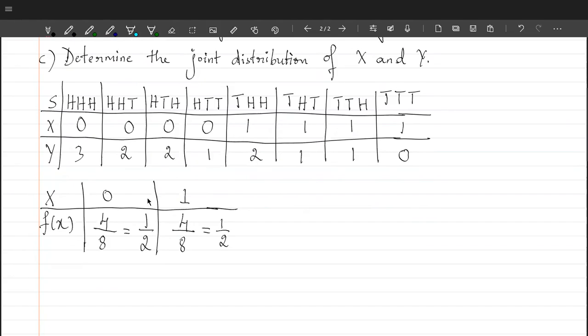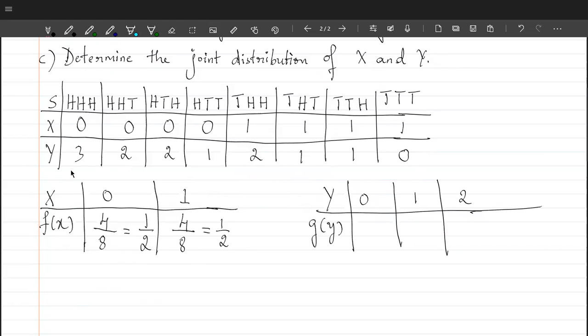So the marginal distribution of x is done. X takes the values 0, 1, and the corresponding probabilities are 1 by 2 and 1 by 2. You can see that the total probability here is equal to 1. Similarly, you can make the marginal distribution table for y. You can take this as f of y, or you can even take this as g of y. Here y takes the values from 0 to 3, and the in between values are 1 and 2. So write the values 0, 1, 2, 3.